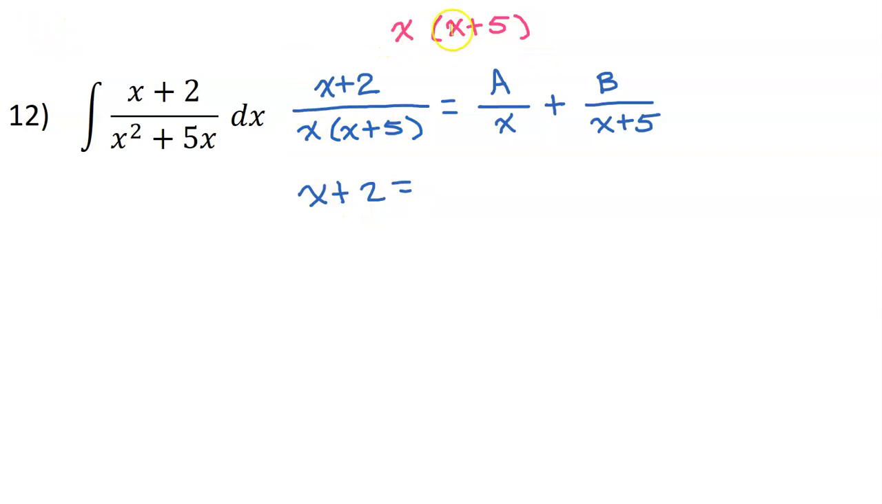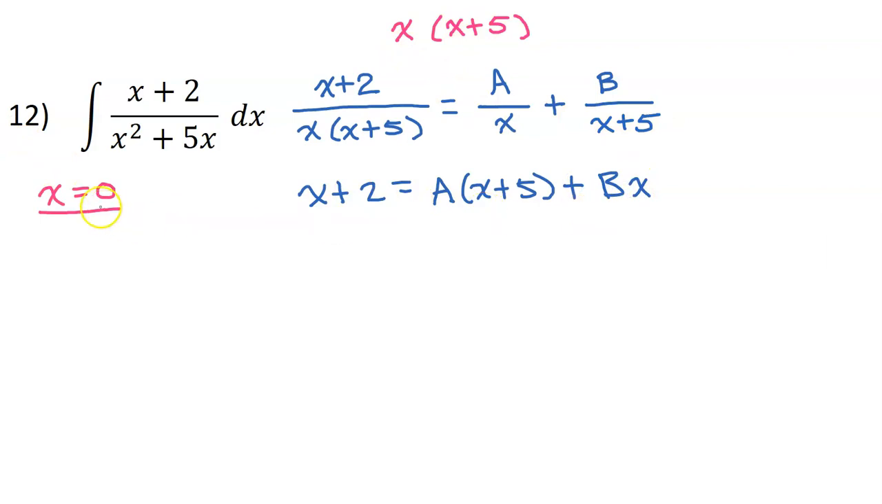If I multiply the common denominator times the middle term, the x's cancel out, and we are left with a times x plus 5. If we multiply the common denominator times the last term, the x plus 5's cancel out, and we are left with b times x.